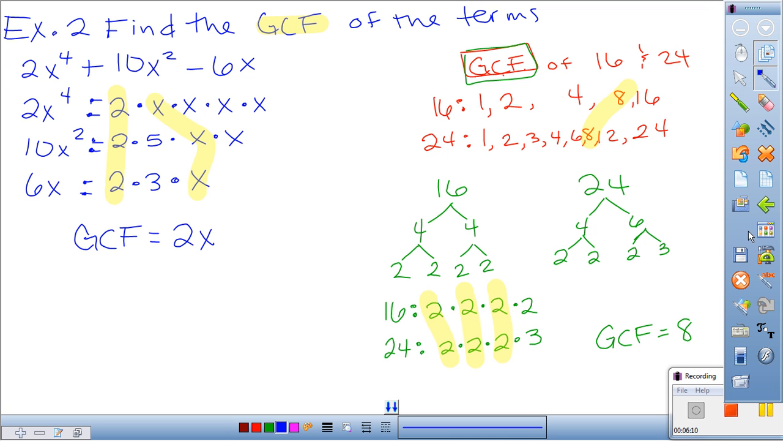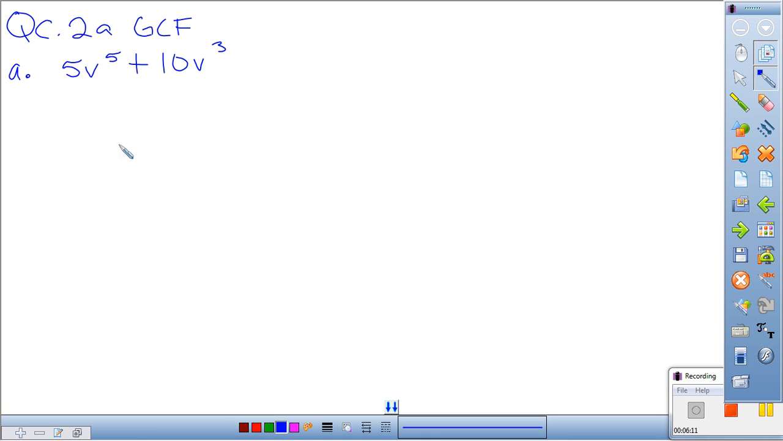Let's try one more. How about quick check 2a? Again, we're wanting to find the GCF of these two terms. So our first step is to write them vertically.